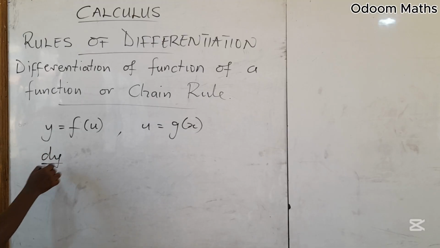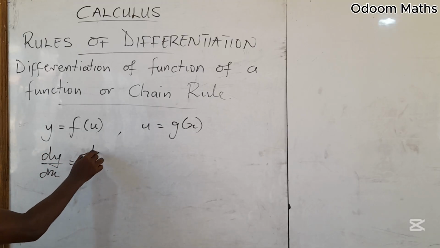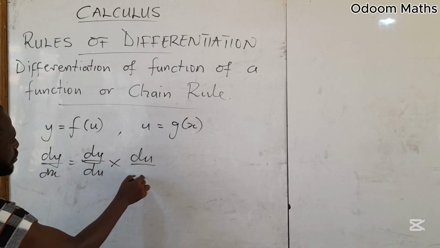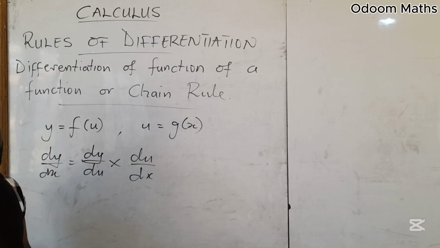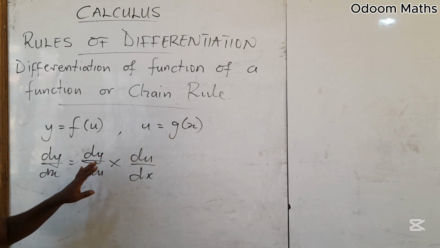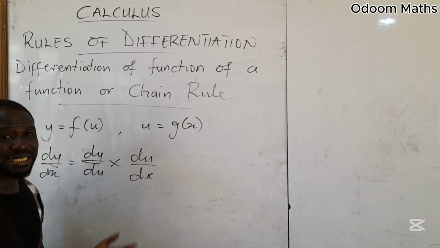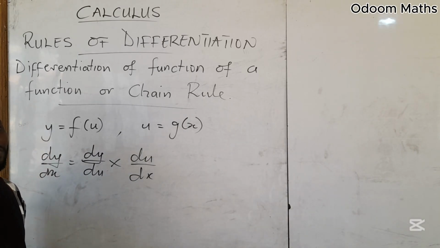So dy/dx becomes dy/du times du/dx. So again, pay attention to the formula. For the chain rule, it's no problem. So let's look at some examples.